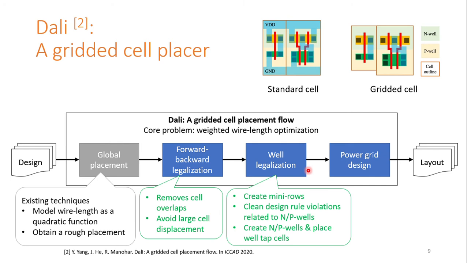After well legalization, we are now ready to do power grid design, to lay out wires of VDD and ground and connect VDD and ground pins from the cells to power supply wires. And then we have the layout for routing.